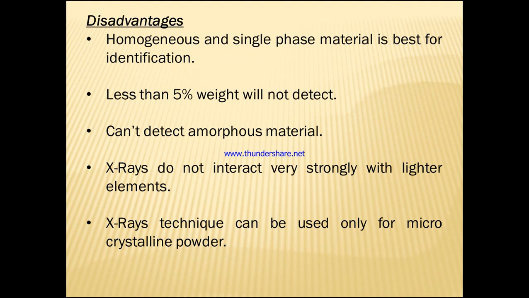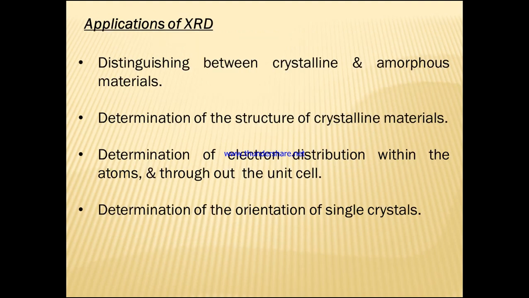When we are having a macro, that is, a bigger size of the crystalline materials, that cannot be analyzed. So microcrystalline powder can be analyzed in this XRD. The application of this XRD is distinguishing between crystalline and amorphous materials. For finding the crystalline and amorphous material, we can use the XRD technique. For the determination of the structure of crystalline materials, we use the XRD.